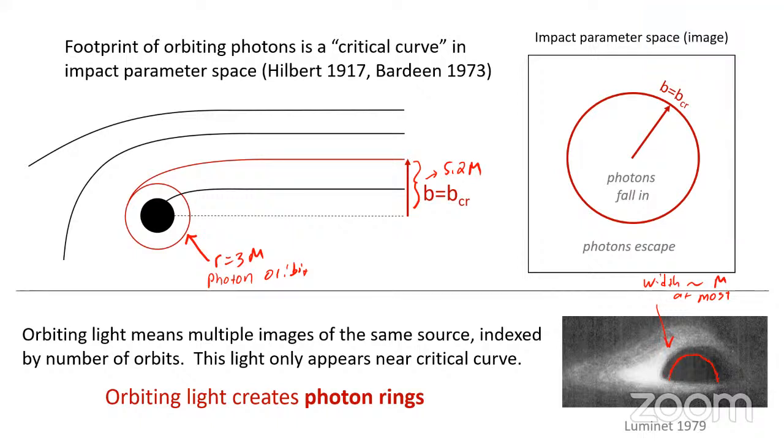So, but then I don't understand the figure, right? In the figure, you see a really well-defined photon ring.